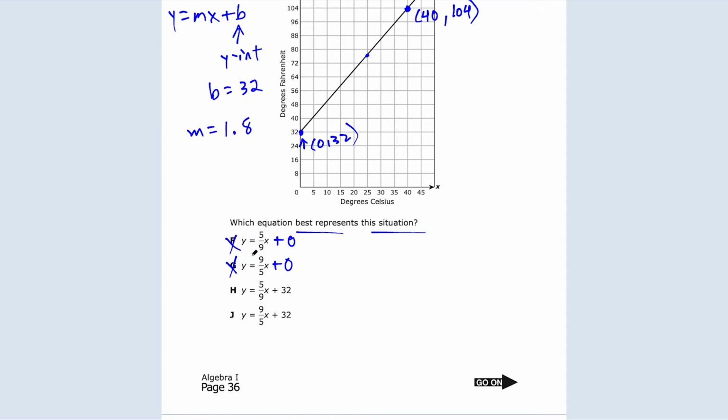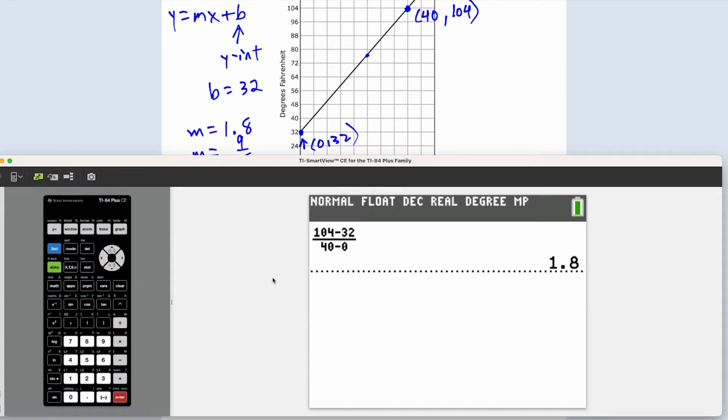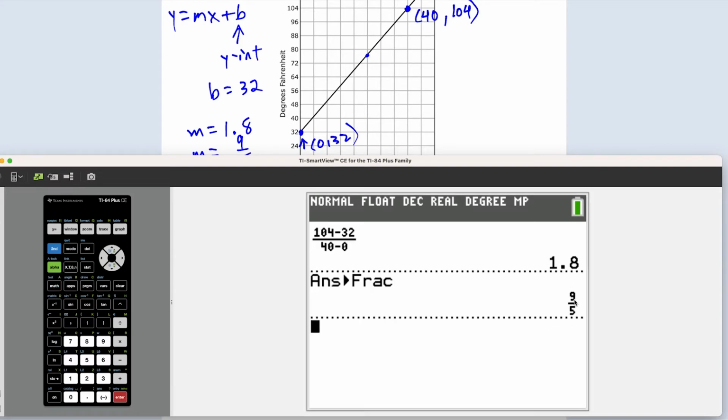And 1.8 is definitely not going to be 5/9 because 5/9 is between 0 and 1. So I know this one is out, but I could also say that 1.8 is the same thing as 9/5. This is equal to 1.8. So choice J is our solution. Now, one last calculator trick, like how do I get 9/5 out of that? I could just press math and then enter, and that's going to turn 1.8 into a fraction.